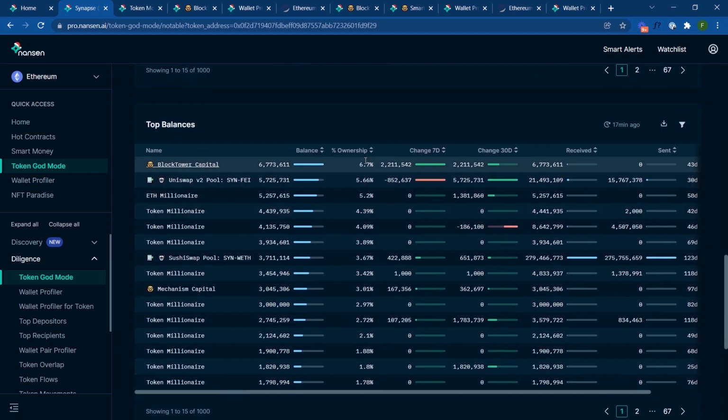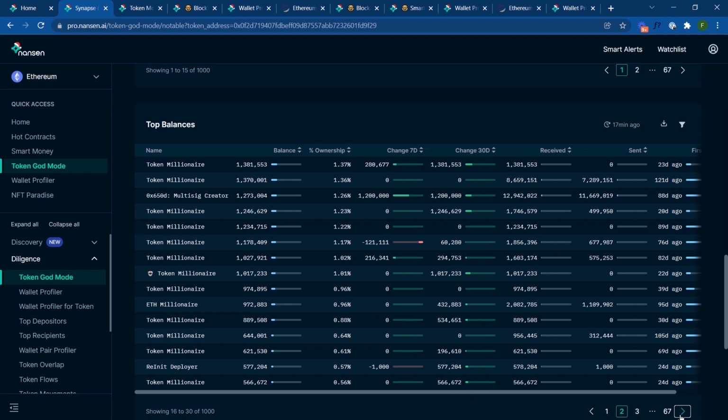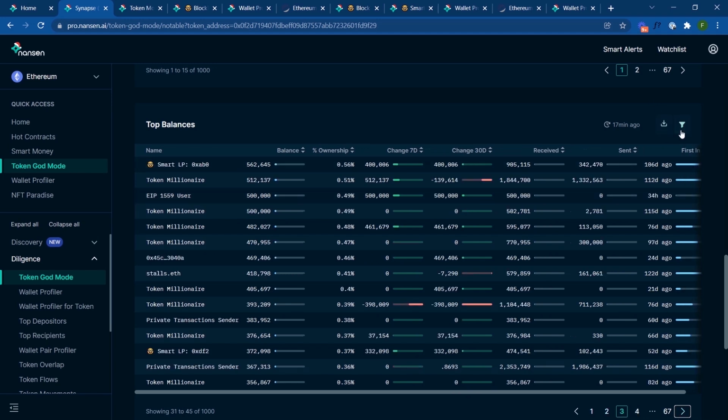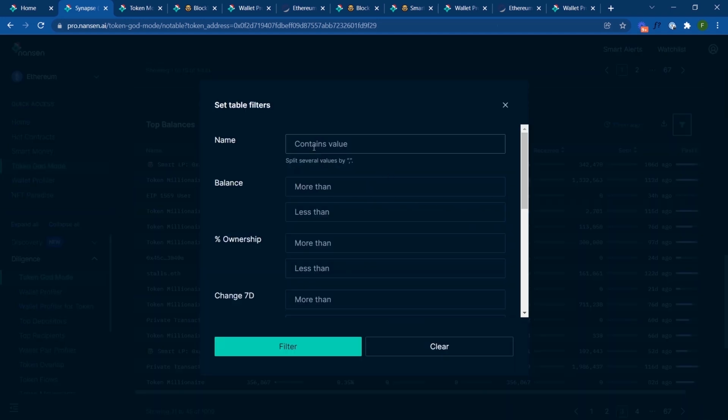The distribution of Synapse is rather fragmented, and Block Tower Capital are the top hodlers. Many projects have a whale owner or a treasury owning over 80% of the token supply, but this is clearly not the case here. Let's try to see the situation of the smart money hodlers of Synapse.